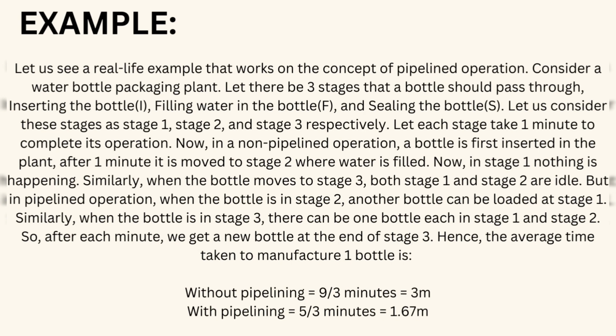But in pipeline operation, when the bottle is in stage 2, another bottle can be loaded at stage 1. Similarly, when the bottle is in stage 3, there can be a bottle in stage 1 and stage 2. So after each minute, we get a new bottle at the end of stage 3. Hence, the average time taken to manufacture one bottle without pipeline is 3 minutes, and with pipeline, it is 1.67 minutes.